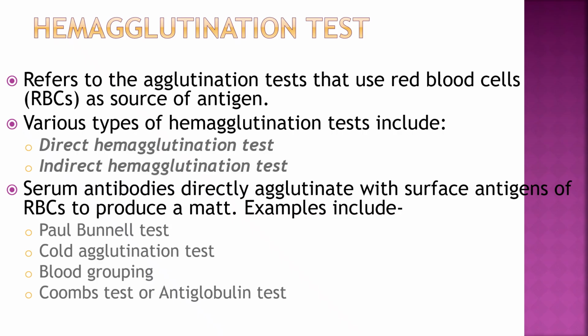Hemagglutination test, where RBCs are used as a source of antigen in the agglutination test. Applications: pulmonary test, cold agglutinin test, blood grouping, and Coombs test, the antiglobulin test.